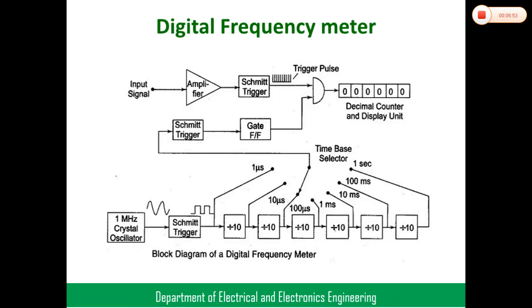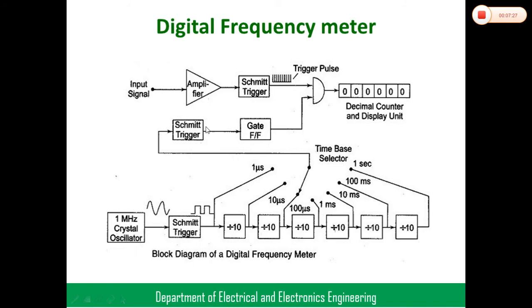This is the block diagram of the digital frequency meter. I already told you that there are four main parts. This is the input signal conditioning circuit. This is the time base generator. The third one is the gating circuit.